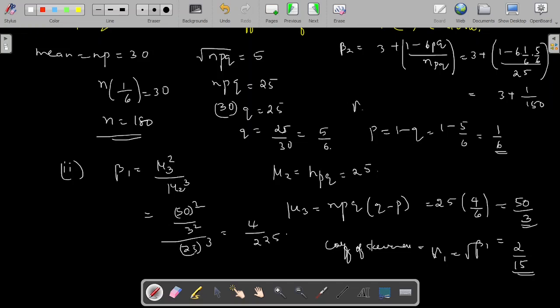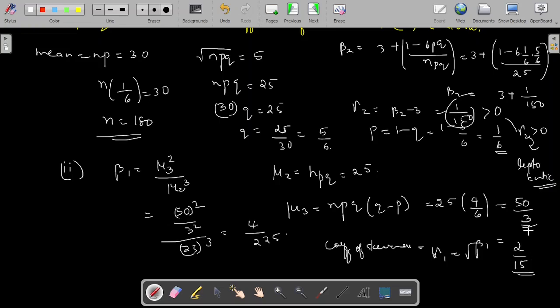We want gamma 2, coefficient of kurtosis, which is beta 2 minus 3. So you will get this value as 1 by 150, because beta 2 is equal to 3 plus 1 by 150. So this is greater than 0, a positive value. Therefore, you can conclude that the curve of the binomial distribution is leptokurtic, because gamma 2 greater than 0 means the curve is leptokurtic. And here it is positively skewed because this value is positive, and skewness is very small because you will get a value in terms of 0 point something.